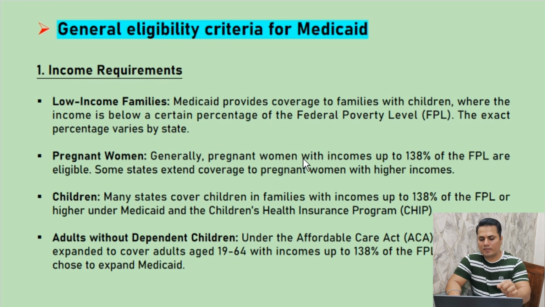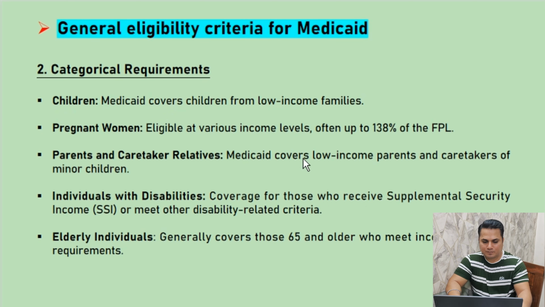Okay, adults without dependent children. Under the Affordable Care Act, which is called ACA, Medicaid was expanded to cover adults aged 19 to 64 with incomes up to 138% of the FPL in states that choose to expand Medicaid.